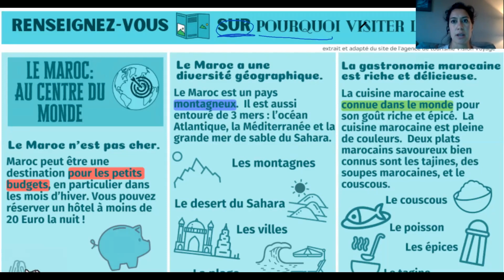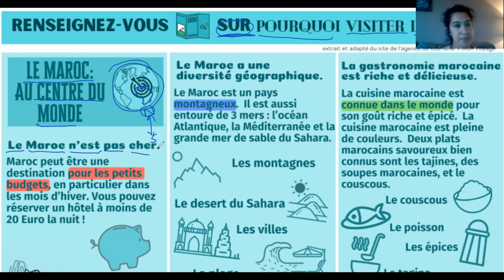Sur. Pourquoi visiter le Maroc? Alors, regarde classe, regarde l'image. Le Maroc au centre du monde. Le monde, Maroc. Le Maroc. Alors, Maroc, c'est en Afrique. C'est dans le nord, sud, c'est dans le nord d'Afrique. Okay, on y go. Le Maroc n'est pas cher.